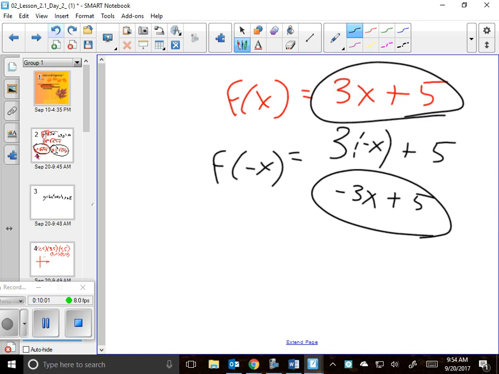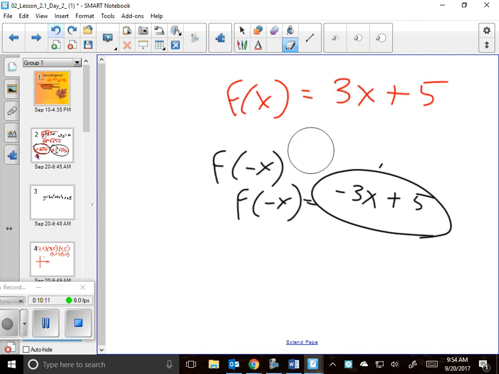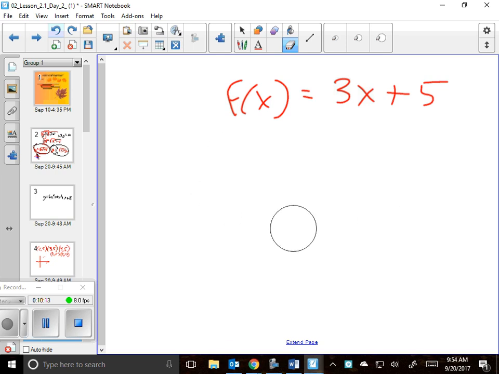And all we did was answer the question, what is f of negative x? And it is negative 3x plus 5. All right. I'd like you to find f of negative p. That isn't the test for anything, but we can tell you to stick negative p in.